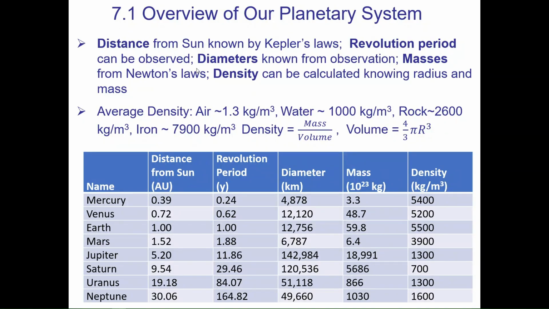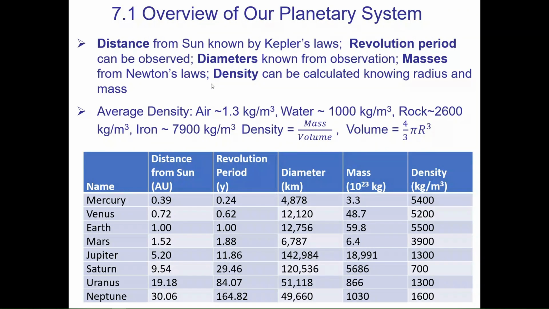And the diameters we can know from observation, because we know how far away they are, and we know how big they appear to us when we look at them through the telescope. Then we can calculate their diameter. For the masses, you may still remember Newton's law. By combining Newton's law and Kepler's law, we're able to determine the mass of these major planets.